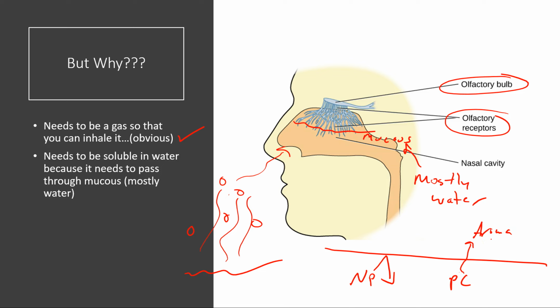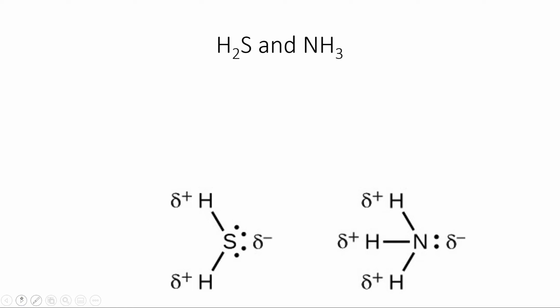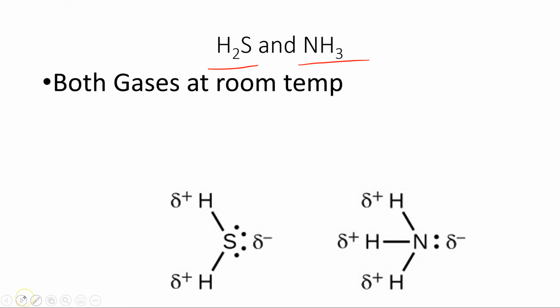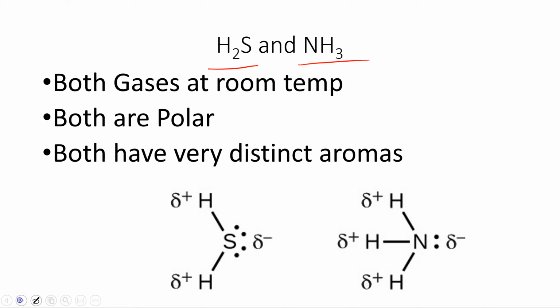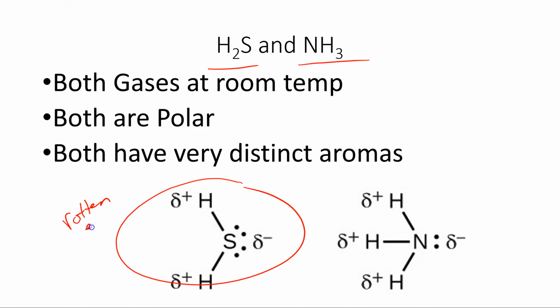Okay? So, moving forward, things like hydrogen sulfide and ammonia, right? Both of them are gases at room temperature, right? They are both polar, right? And therefore, they both have very distinct aromas. Hydrogen sulfide has that rotten egg smell. And ammonia, if you have never smelled that, it's a cleaning solution, but it has, well, I guess you'd call it the ammonia smell. It's the only thing that smells like it. All right? Both very distinct aromas. They're both gases at room temperature, and they are both polar.